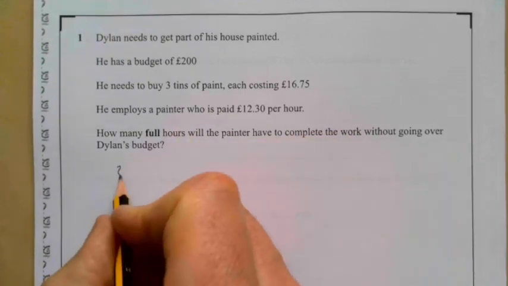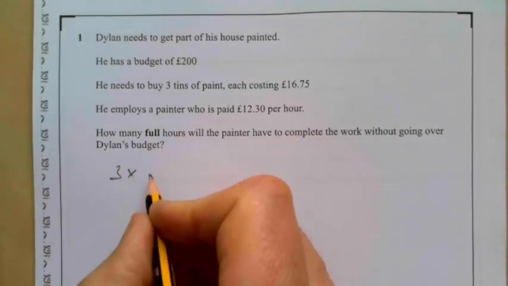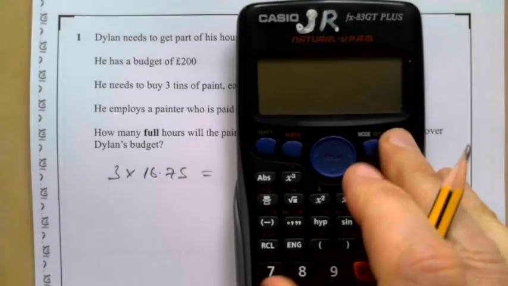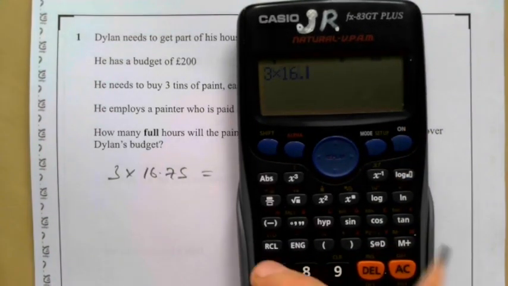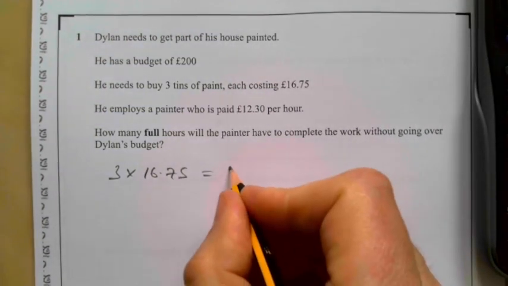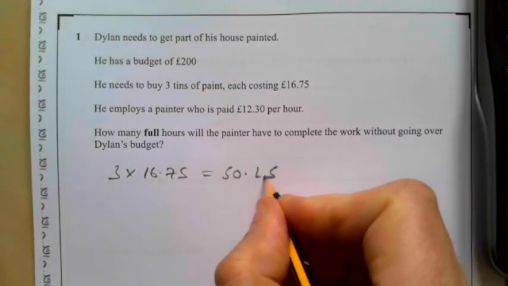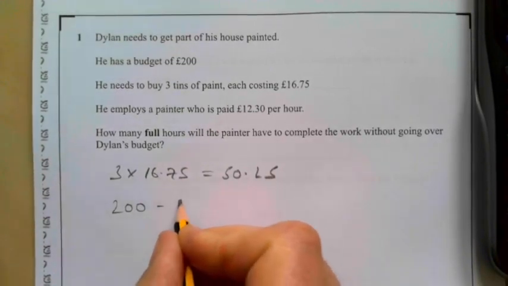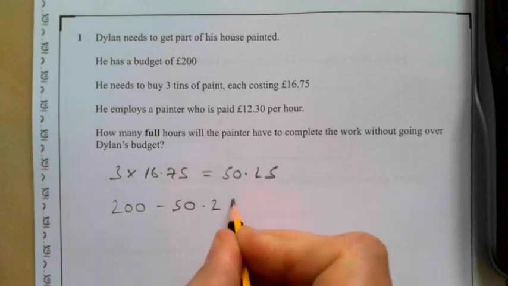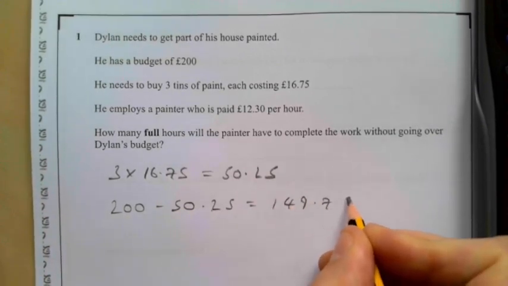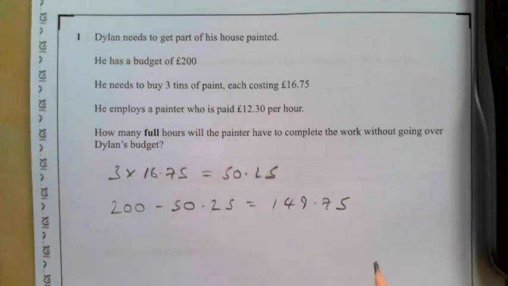So first of all, we obviously need to do 3 times 16.75, and that gives us £50.25. Then we're going to do 200 take away £50.25, and that's £149.75. So that's how much he has to spend on the painter.